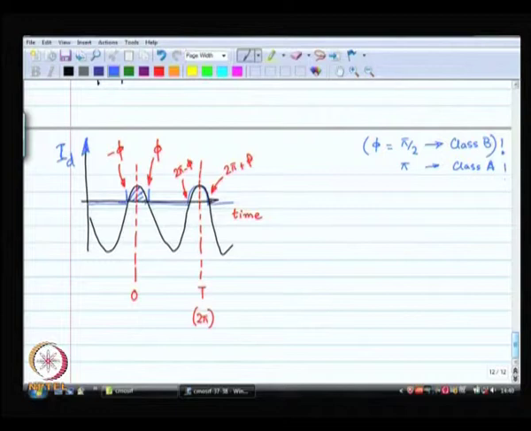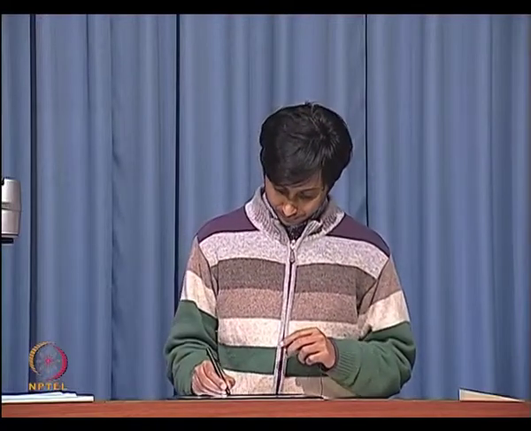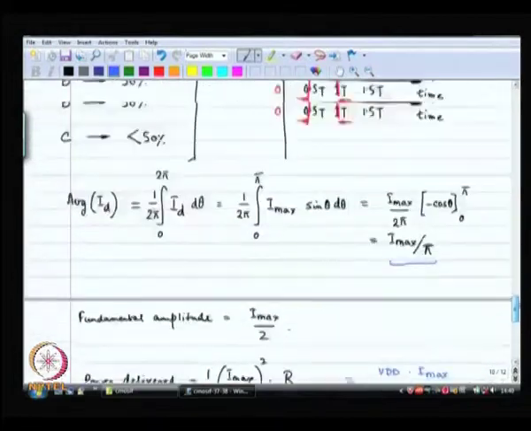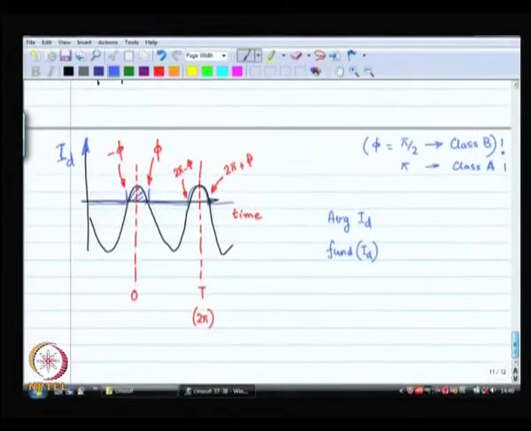Okay. So, here first of all, I need to find out the average current. This is something that I need to find out, and the other thing that I need to find out is what is the fundamental component of ID. Okay, because this fundamental component is what is going to get delivered to the load. Right? These are the two things that I need to figure out.